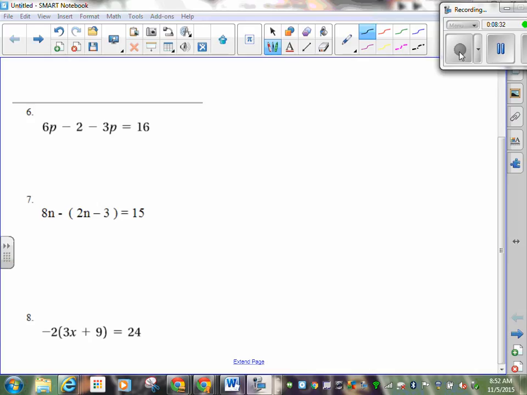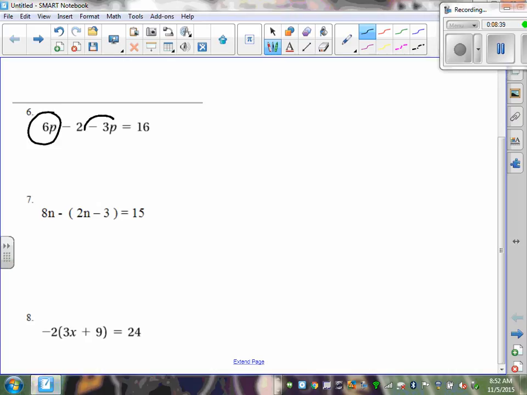6x minus 2 minus 3p equals 16. Again, I always want to circle the number and the letter, and I want to make sure that I put the minus sign in with the number and letter. They go together. I have circles on the same side. I need to combine like terms. So 6 minus 3 is 3p. Then I bring down the minus 2, and that equals 16.